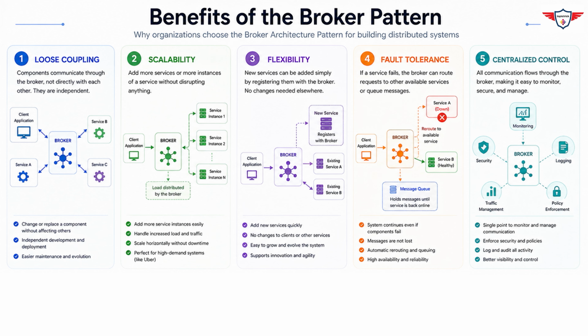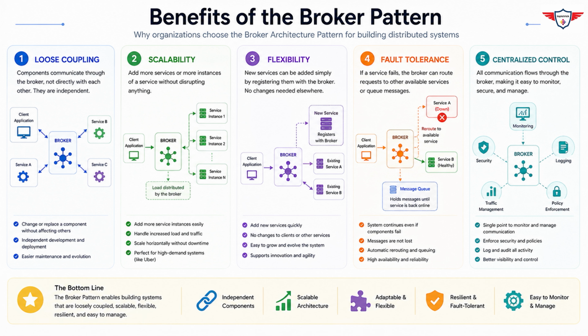The second benefit is scalability. Because services are decoupled, you can add more services or more instances of the same service without disrupting anything. If your notification service is getting overwhelmed, you can simply add another instance of it, and the broker will start distributing work to both. This is exactly how companies like Uber handle surges in demand.